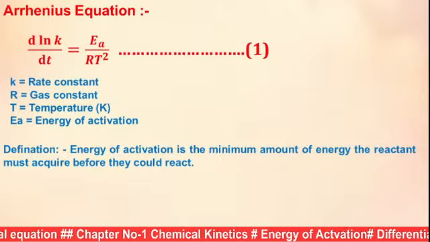This is the Arrhenius equation for energy of activation: d ln K by dT equals Ea by RT squared. This K is nothing but the rate constant. d by dt is a small change in concentration at a time t. Ea is nothing but the energy of activation.